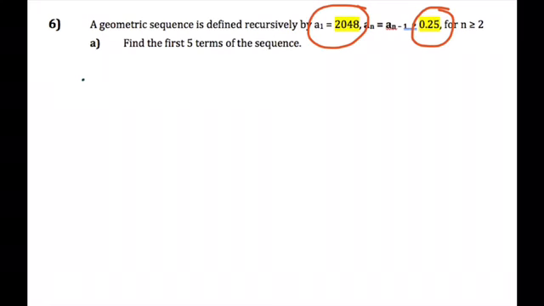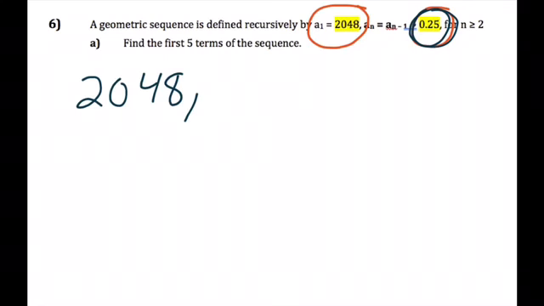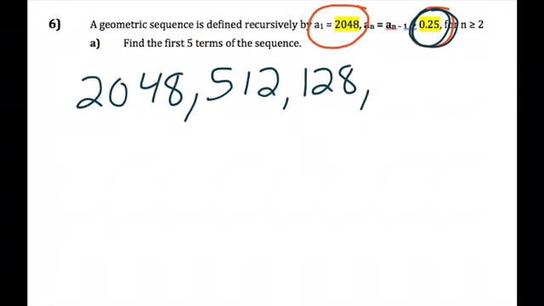We know the first term is 2048, and that we're told that to find the second term, we need to just multiply by 0.25. So 2048 times 0.25 is 512. 512 multiplied by 0.25 is 128. 128 multiplied by 0.25 is 32. And 32 multiplied by 0.25 is 8. So there are the first 5 terms in the sequence.